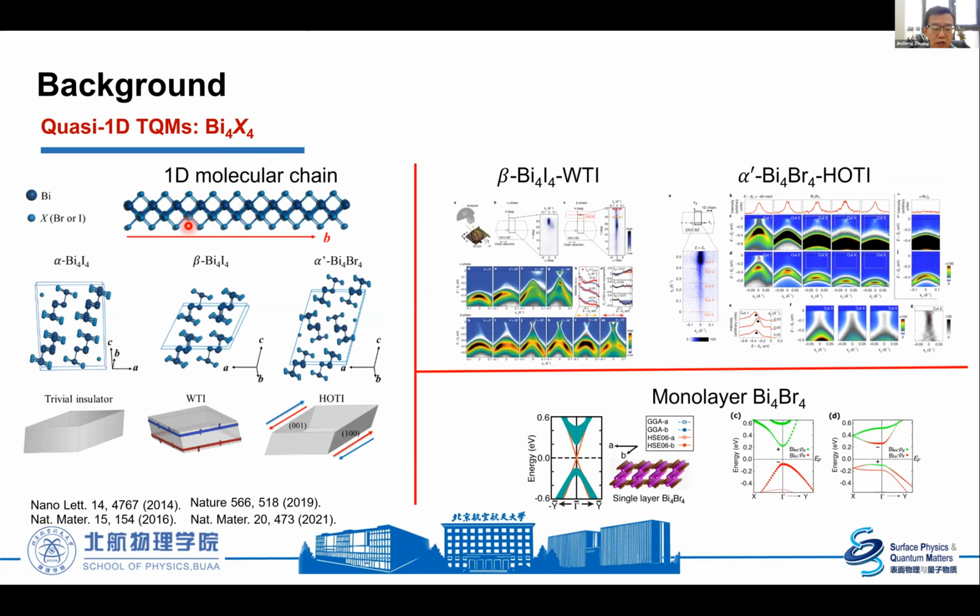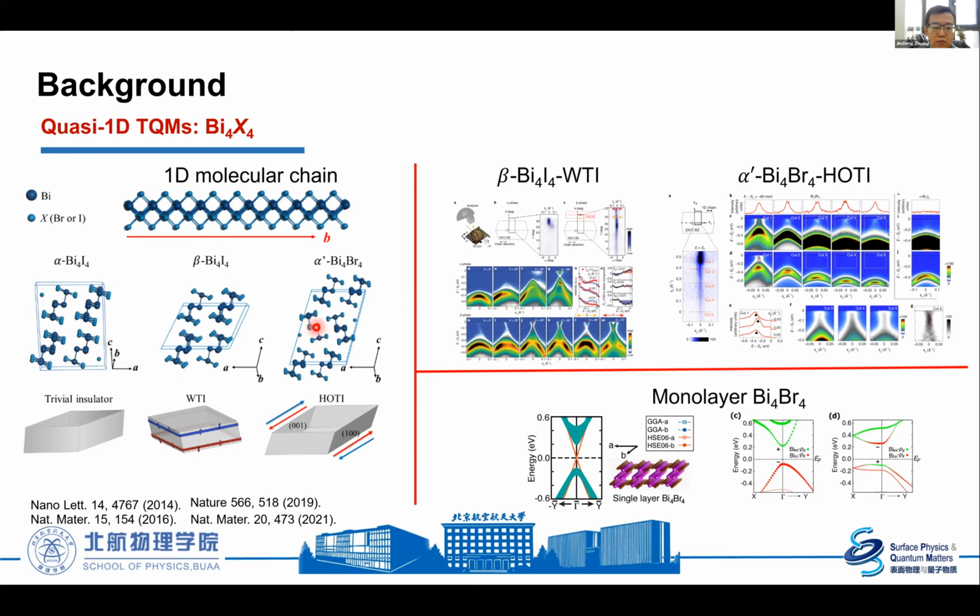Then there are several phases with different stacking orders. For example, the beta phase is most stable. The monolayers are arranged along the c-axis with the unit cell, where the c-axis is one single layer. And for the alpha phase bismuth iodide, there is a half lattice shift along the b-axis. And for the alpha bismuth bromide, there is a 180 degree rotation between adjacent layers.